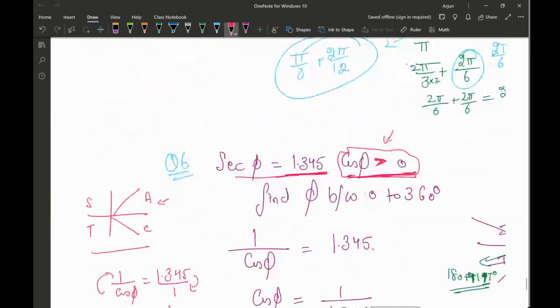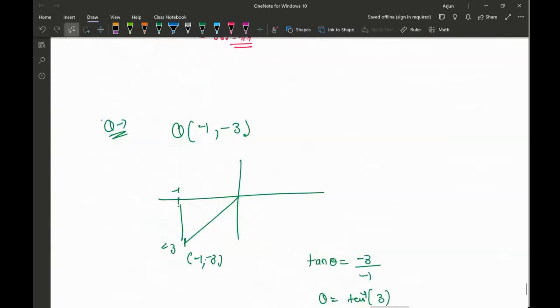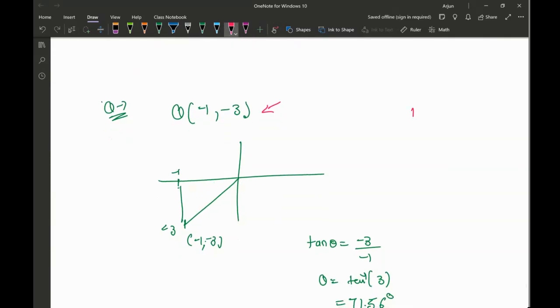And then question number 7. In question number 7, we are given this point and we want to find the tangent of this point. So this is pretty straightforward. Where is the negative 1? The X value is negative on this side. The Y value is negative down here. So negative 1, and this is negative 3. And then you get this point as negative 1, negative 3.